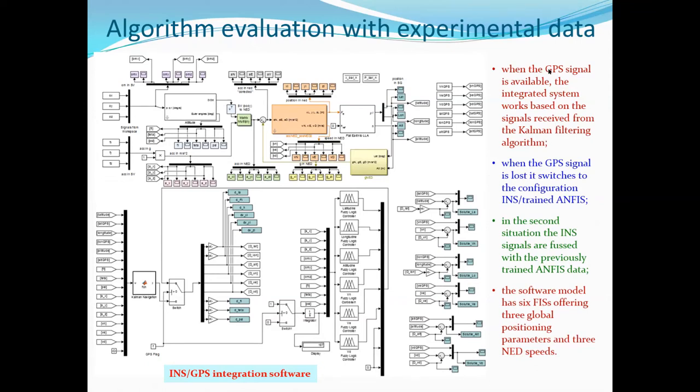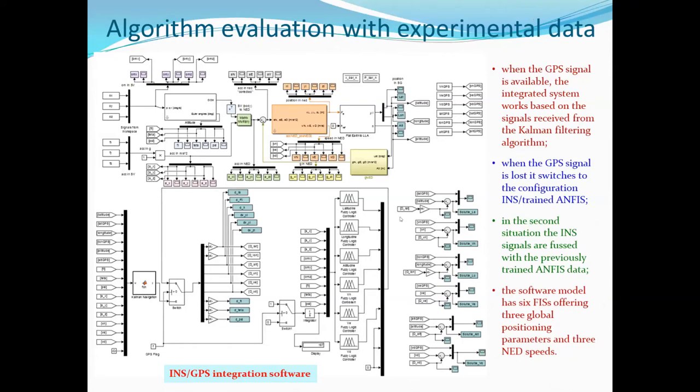When the GPS signal is available, the integrated system works based on the signals received from the Kalman filtering algorithm. When the GPS signal is lost, it switches to the configuration INS trained and FIS in the prediction, the second phase, the prediction phase. In the second situation, when the GPS signal is lost, the INS signals are fused with the previously trained NFIS data.